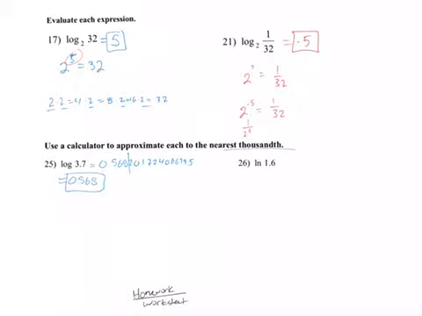And then here for number 26, we're going to use the natural log button. So again, on my iPhone calculator, I'm going to say 1.6 and then hit the natural log, and I get this really long number. I'm just going to go ahead and round it. It's going to be 0.47. I have 0, 0, 0, so I'll just round it to there.